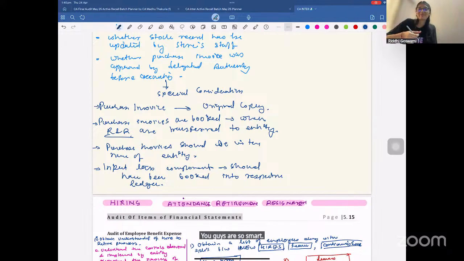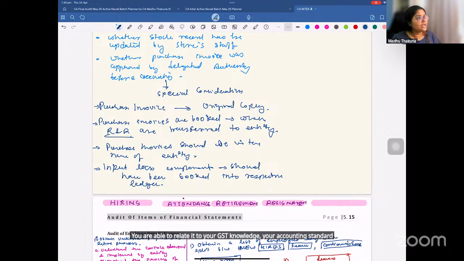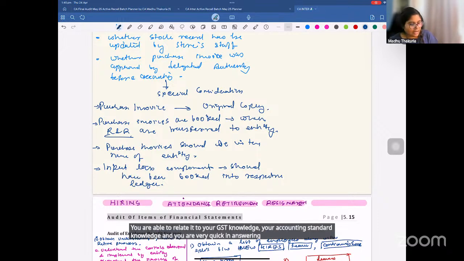You are able to relate it to your GST knowledge, your accounting standard knowledge, and you are very quick in answering also. I've seen this, and I really enjoy teaching this back.